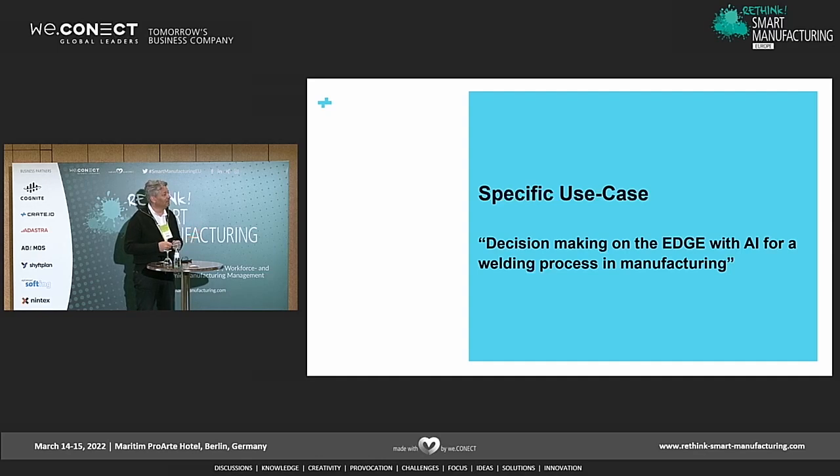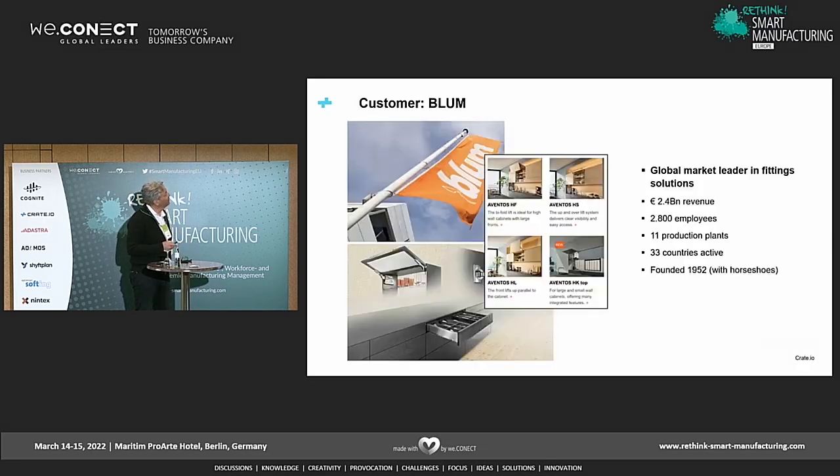Let's talk about a very specific use case. And this is about a welding process in a high-speed manufacturing plant. This is Bloom. They started in 1952 producing horseshoes. They came a long way. They're now a global market leader for fitting solutions. So very likely in your kitchen, in your drawer, or cupboard, you have their fittings deployed. When you can easily push out a drawer and throw it back, and it will slow down and close perfectly. That's exactly what these guys do in 11 production plants around the world.